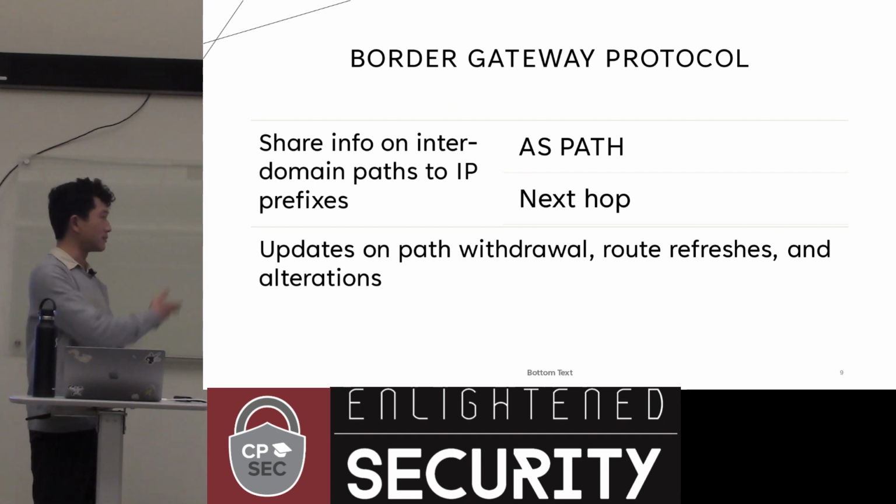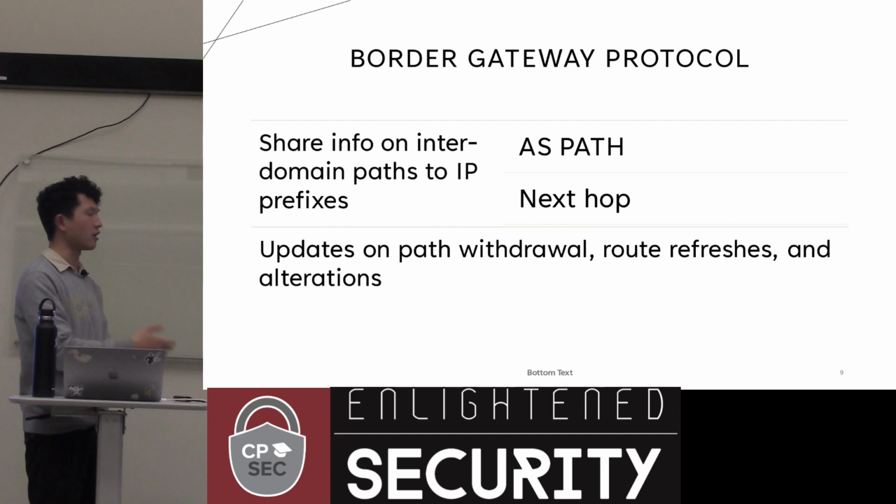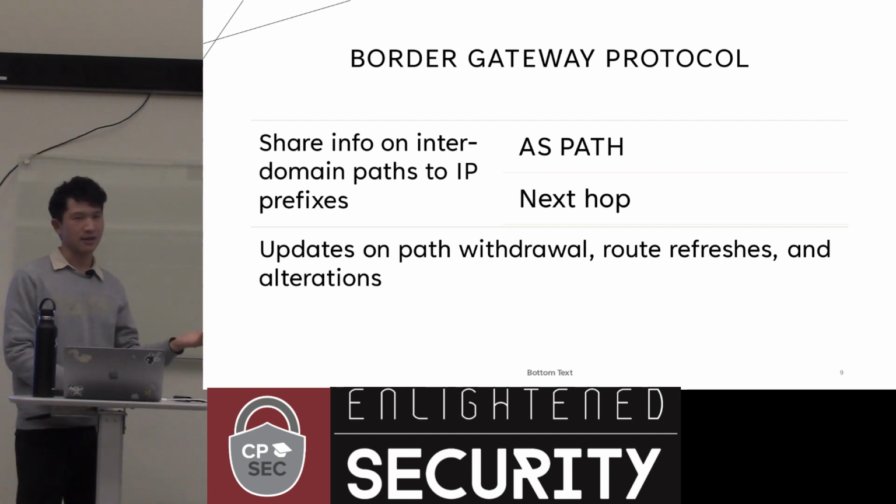So really what BGP, or the Border Gateway Protocol, does is it shares information on interdomain paths to specific IP prefixes, or those IP ranges that we were talking about. So really what all that includes is the AS path and the next hop. So the AS path, you can just imagine as being, okay, this is the pathway you can take through me to get to this certain IP prefix.